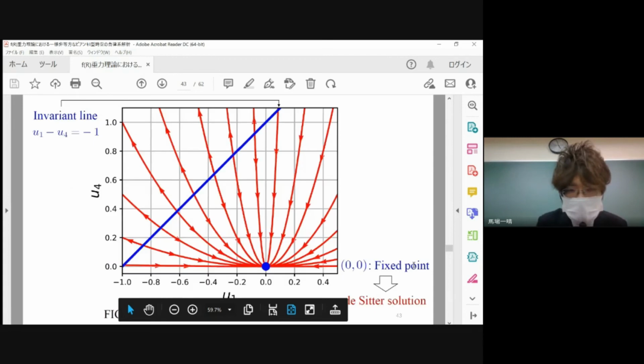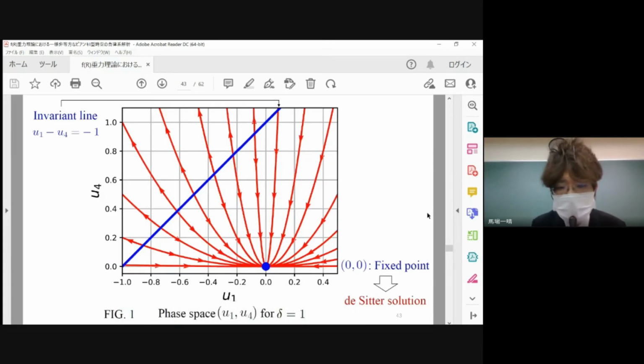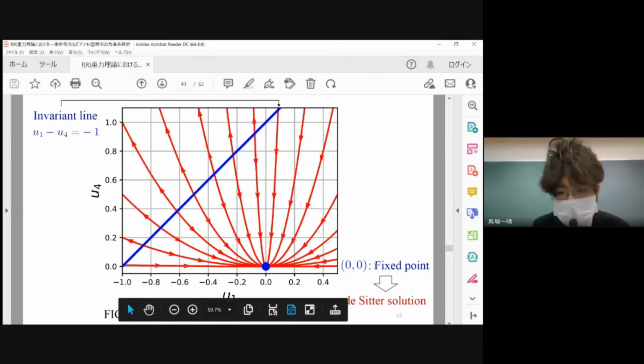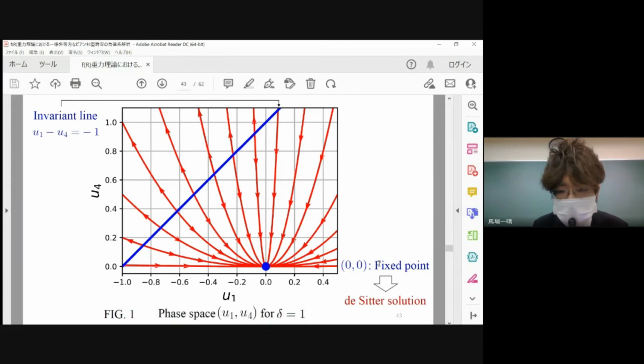In this case, we have this diagram. The horizontal axis shows u1, the vertical axis shows u4. This is the u1, u4 diagram, and this line is the invariant line. We can see that (0, 0) is the fixed point, and this is stable. So this point leads to the de Sitter stable solutions. This diagram is just for delta exactly unity.